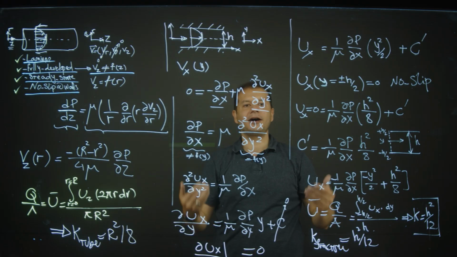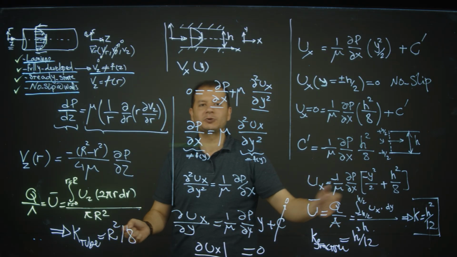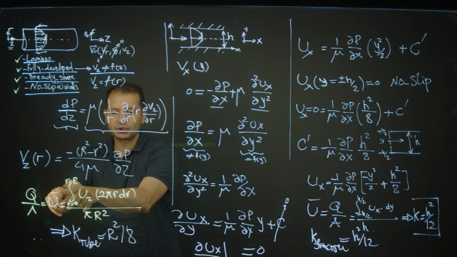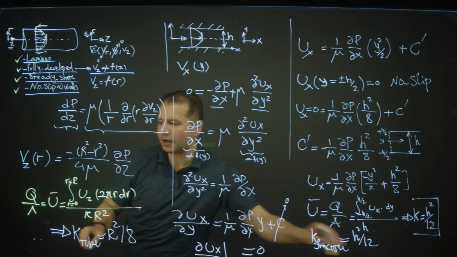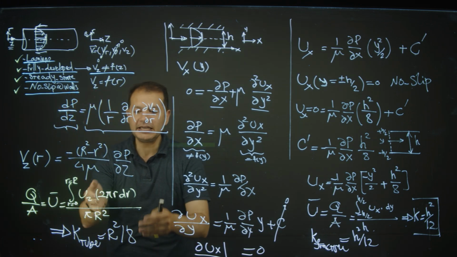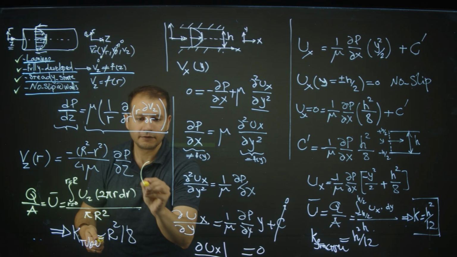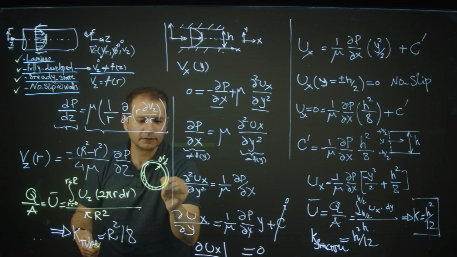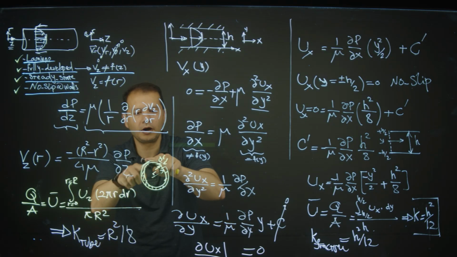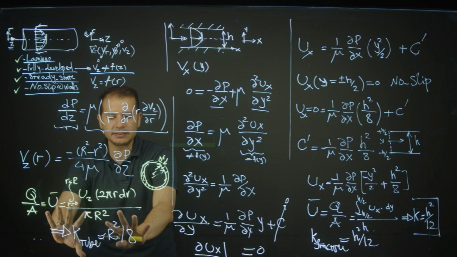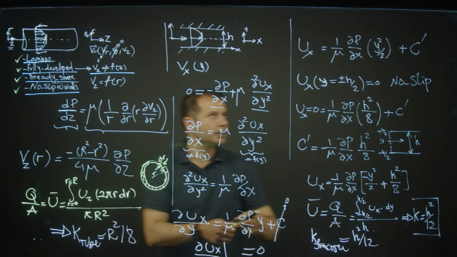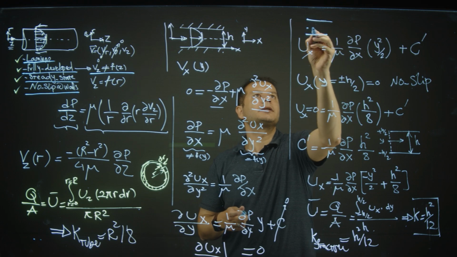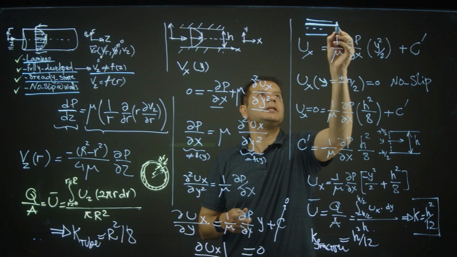Now I hope that the concept behind using R squared over 8 or h squared over 12 is clear to you all. Once more, earlier on this board I did the calculation of the U average as Q over cross-section area A. So I do uz times 2 pi r dr, which is the area fraction for a disk which has dr thickness, in the distance r. 2 pi r is the perimeter, thickness is dr. And with this integration I get R squared over 8. Here integration is very simple because it's parallel plate, and I just need to take a distance like that with the dy axis.